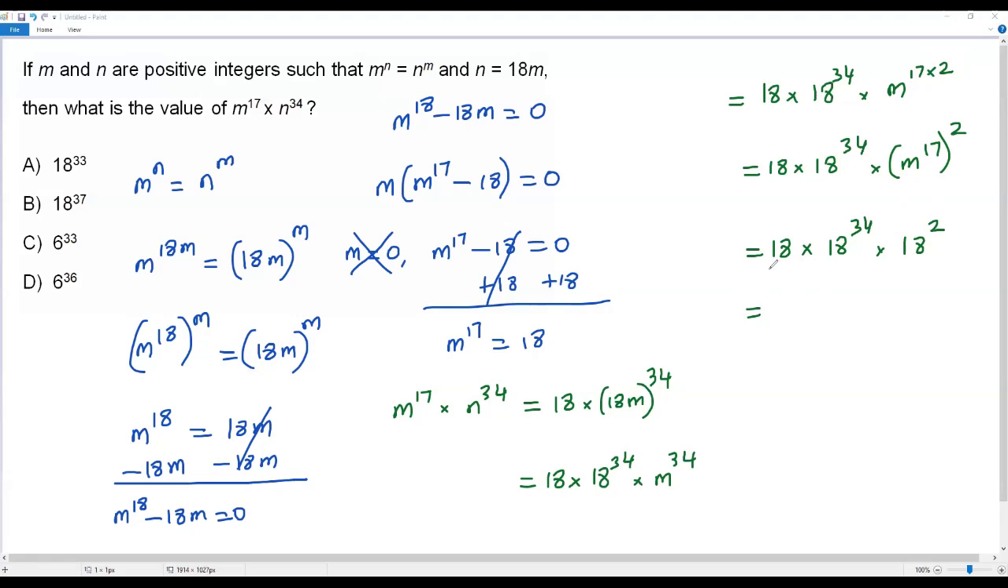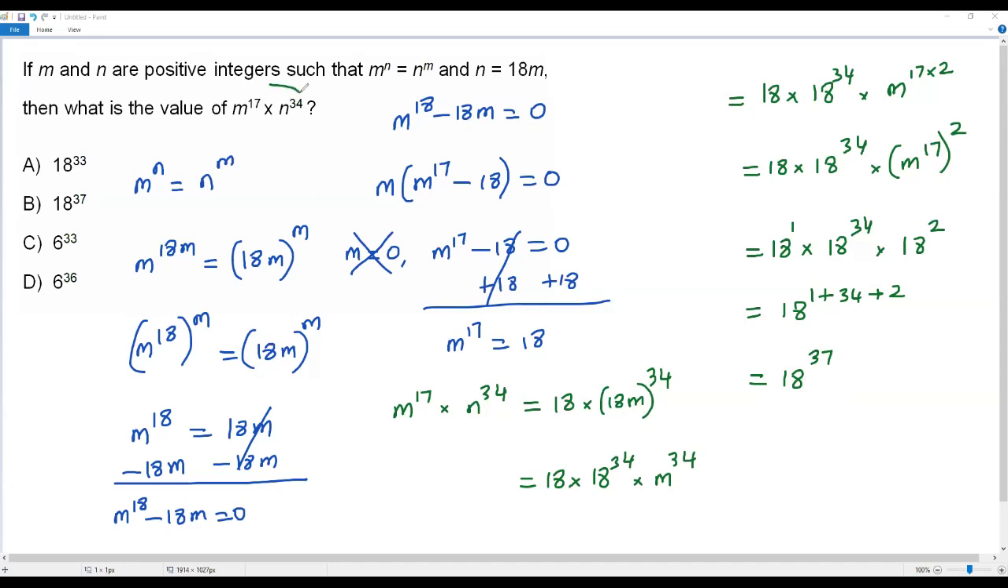Okay, now here three values are multiplied with the same base. Here we have base 18. We don't have an exponent for this 18. Whenever there is no exponent, we have to assume there is an exponent 1. So now there are three powers multiplied with the same base. Whenever we multiply two or more powers with the same base, we can take the base once and add the exponents. So then I'm getting 1 plus 34 plus 2. Then I'm getting 18 to the power of 1 plus 34 is 35, 35 plus 2, 37. So I'm getting 18 to the power of 37.